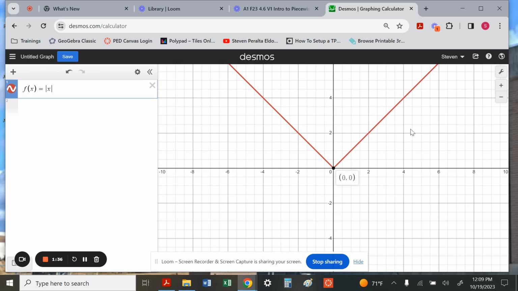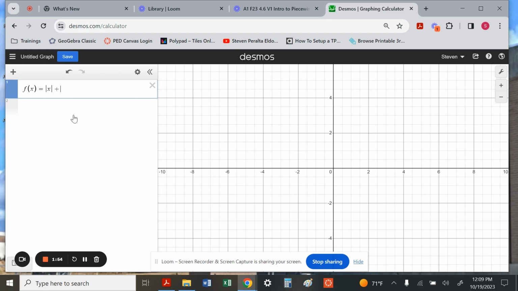So here is my absolute value function graphed. It looks like two lines. It looks like a V. There's certain characteristics about it that we'll talk about next time. We've talked about the absolute value function before, just not moving it around. Now, what happens when I add something outside of the absolute value?